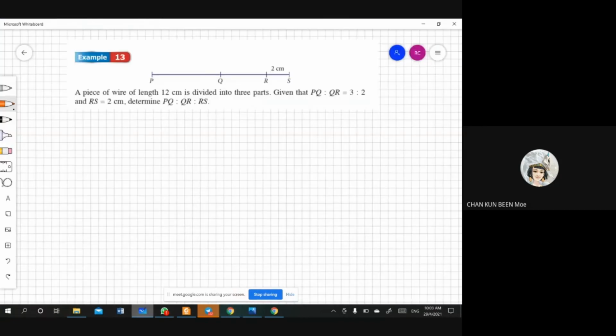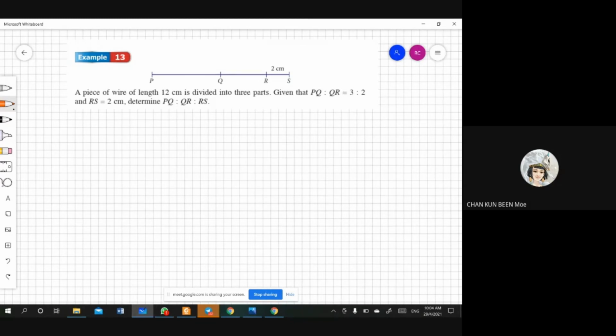Go ahead. A piece of wire of length 12 centimeter is divided into 3 parts. Given that PQ to QR equal to 3 to 2 and RS equal to 2 centimeter, determine PQ to QR to RS. Thank you, Ismahani. Very good.